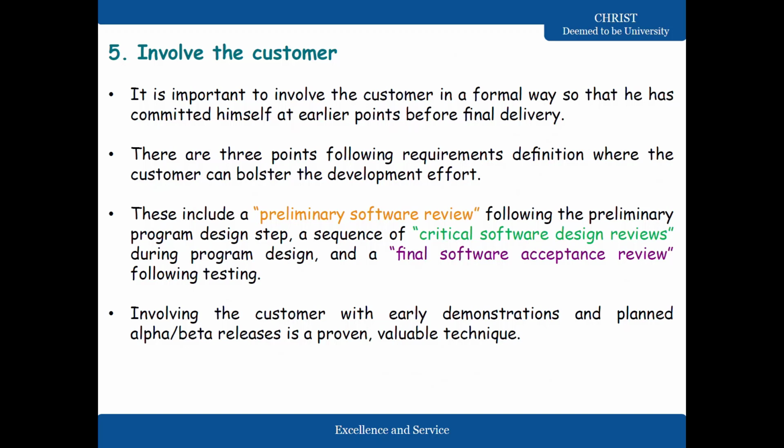The final point is involve the customer. It's important to involve the customer in a formal way so that he has committed himself at early points before final delivery. And there are 3 points following requirements definition where the customer can bolster the development efforts. Okay, so these include a preliminary software review following the preliminary program design step, a sequence of critical software design reviews during program design, and a final software acceptance review following testing. Okay, so these reviews have to be conducted so that the customer ultimately is satisfied.